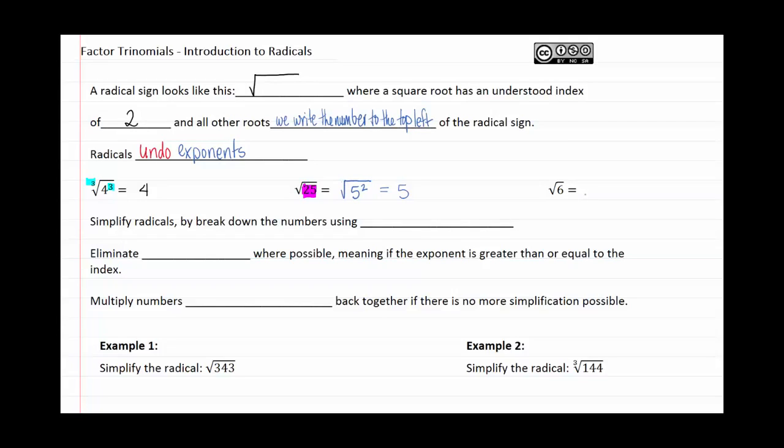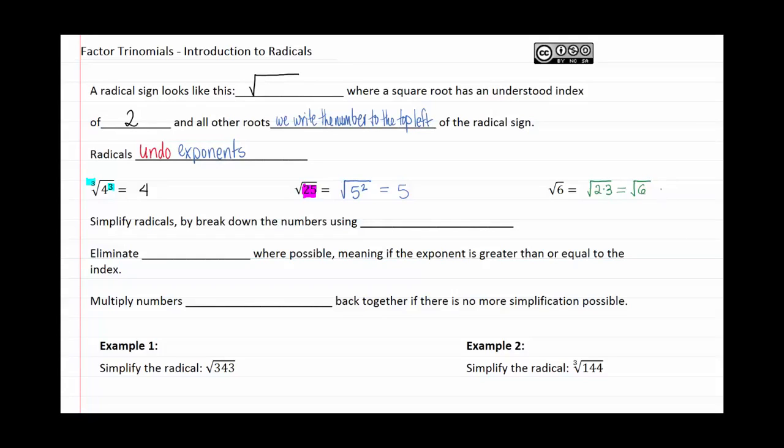Let's take a look at root 6. Root 6 is the same as root 2 times 3. Notice that there is no perfect square here. This one cannot be simplified, and we would just write it as root 6.